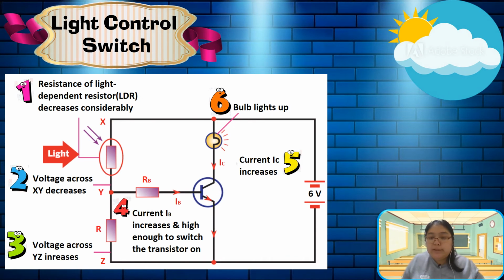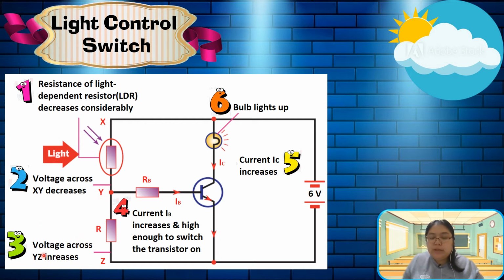Okay, now it's during the day. You see what happened to the LDR? Now the light focuses on the LDR. From here you find that the LDR resistance decreases considerably. After that, we look at the potential difference across the XY. Across the XY it decreases, and across the YZ the voltage now increases.